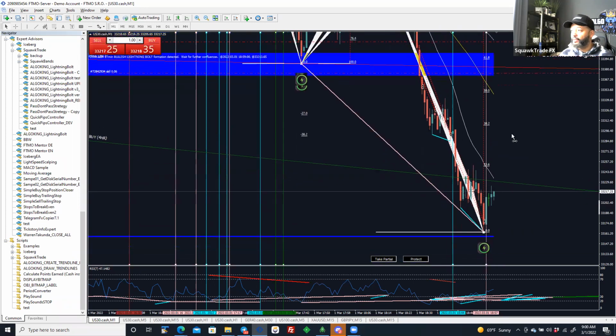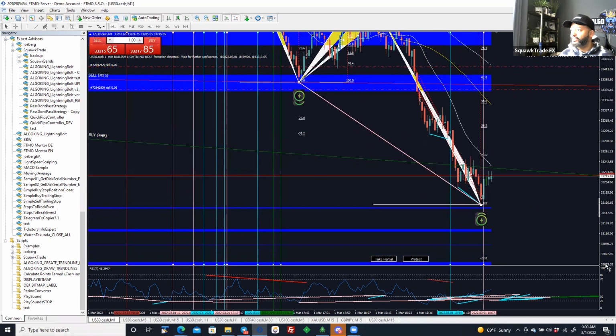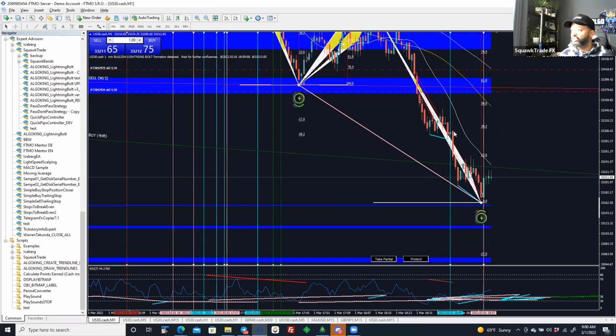Let's see here. So it's a lightning bolt. I mean, this zone is so wide. So once again, you remember when I say you've got to live in your settings, you've got to change your settings. This is such a wide zone. I don't know if there's another smaller zone here because price just pushed away so fast that now I really want to go in and check my zones.